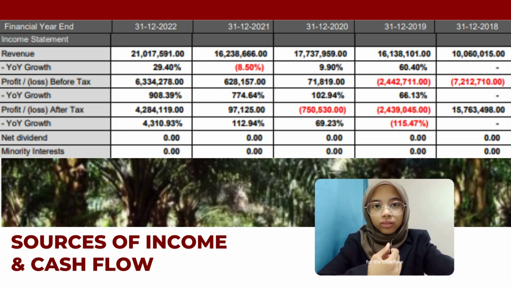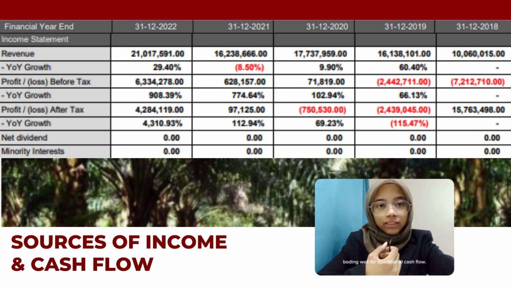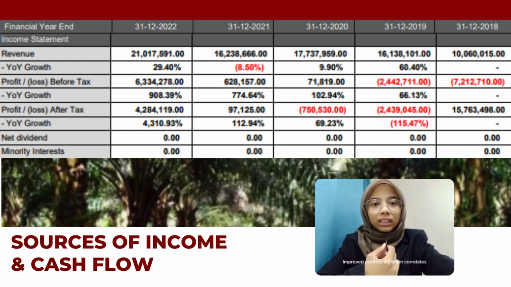For the cash flow, we can analyze that Green Plantation STM-BHD's financials reveal several key findings. First is profitability and cash flows. The company's profits, notably in 2022, suggest an upward trend, boding well for operational cash flow. Improved profitability is often correlated with better cash flow, which are positive indicators.